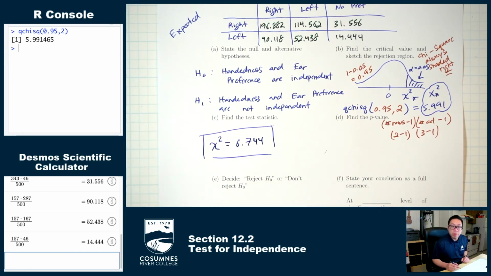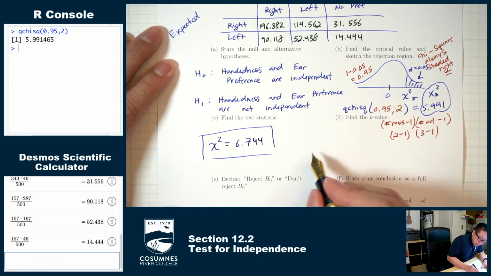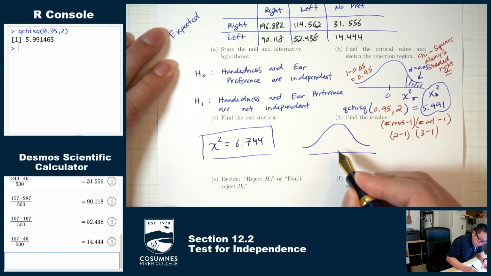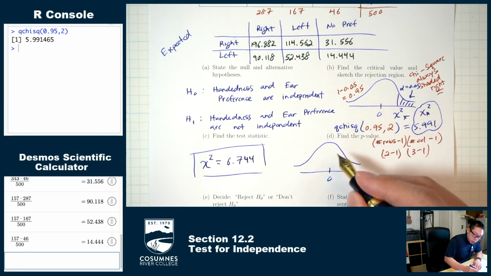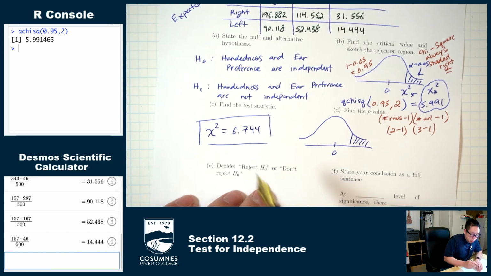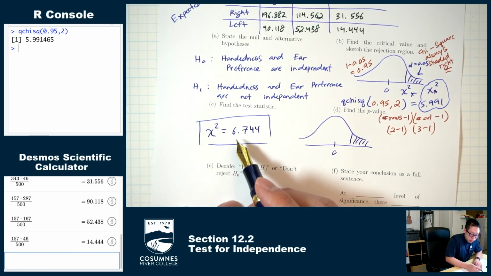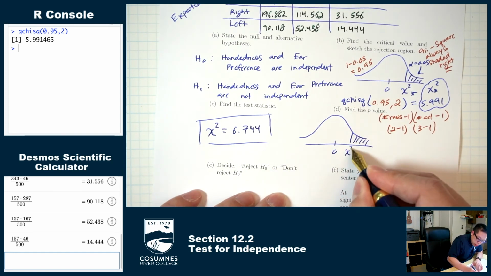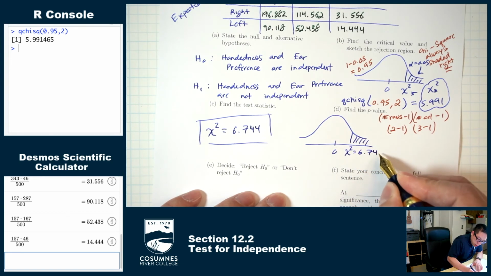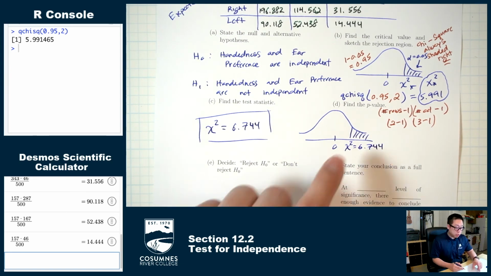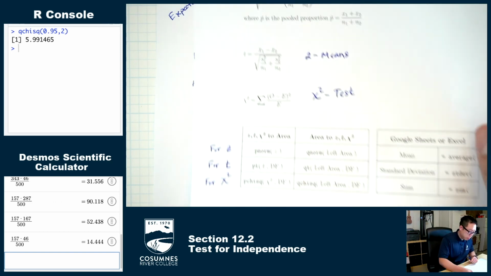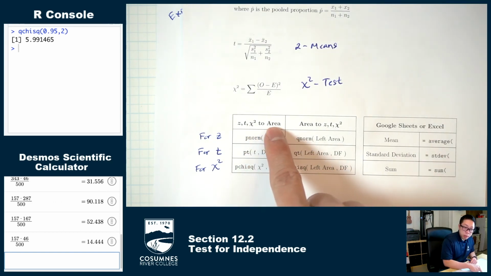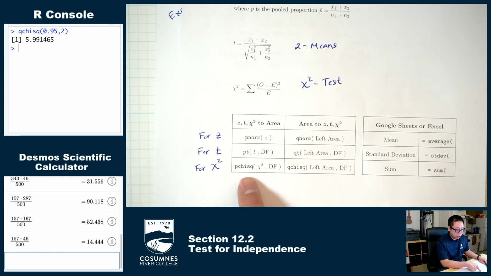Part D, find a p-value. So draw our picture. It should be the same picture that we drew in part B. It's going to be shaded to the right. Put your test statistic that you just found on the picture, so 6.744. And your job is to find the shaded area. That's the p-value. This is really a chi-square to area problem. Chi-square to area for the chi-square situation is going to be a p chi-square df.